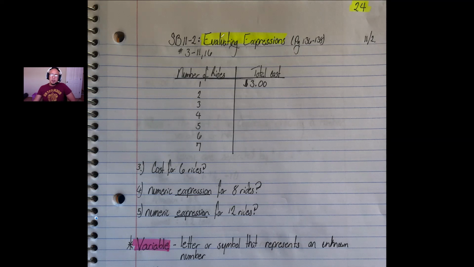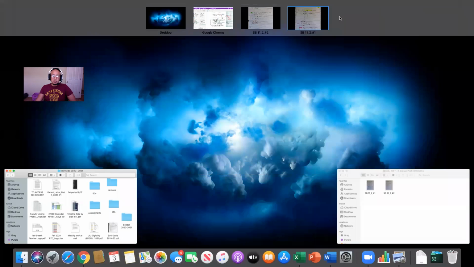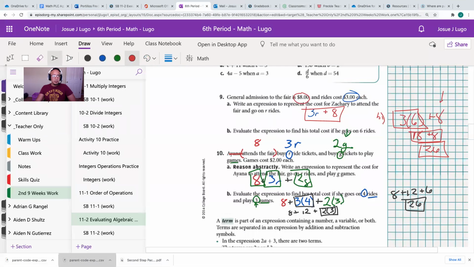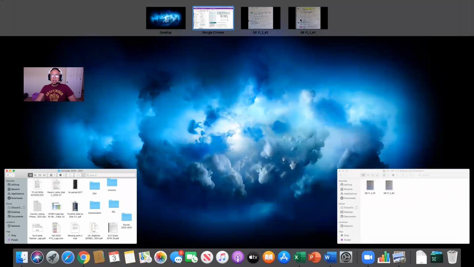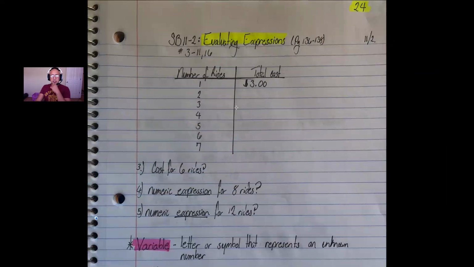And at this particular fair, and I got this table from number 1 in our textbook. So if you're wondering where I'm getting all of this information from, I did get it from number 1 here in our textbook. All right, so at this fair, we are going to be paying $3 for each ride. Okay, so $3 for each ride. So obviously, if you go on one ride, that's going to be $3. If you go on 2 rides, that's going to be $6. If you go on 3 rides, that's going to be 9, etc. And we're going to continue this pattern.